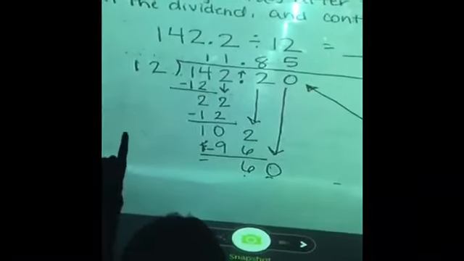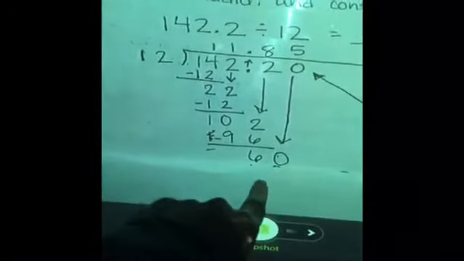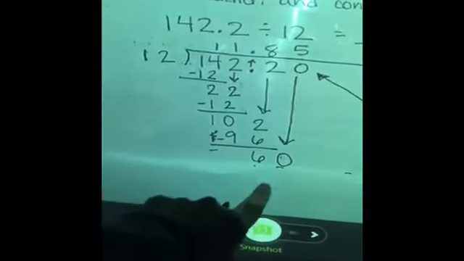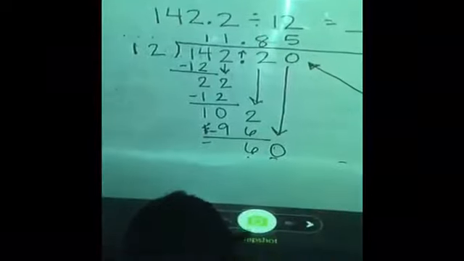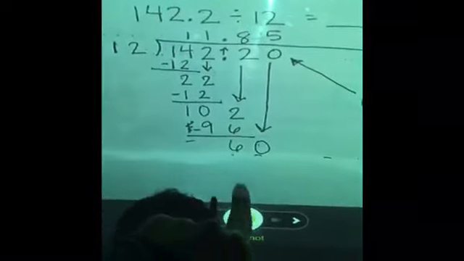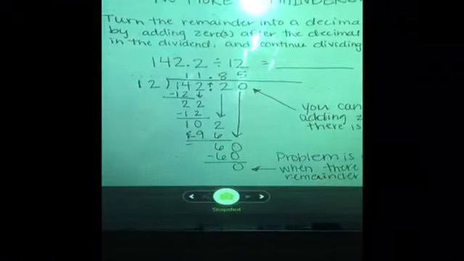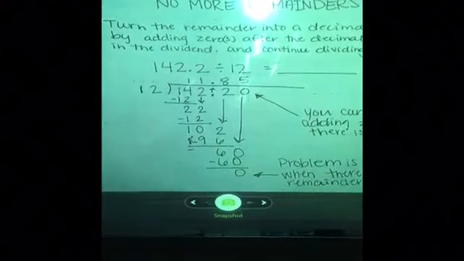Instead, you're gonna find how many times 12 fits inside 60, not how many times 12 fits inside 6. So 12 can fit inside 60 exactly 5 times. So 5 groups of 12 is 60, you subtract 60. And for this problem, that's all you need. Once you get that 0, you know you have no remainder. Your answer is 11 and 85/100.